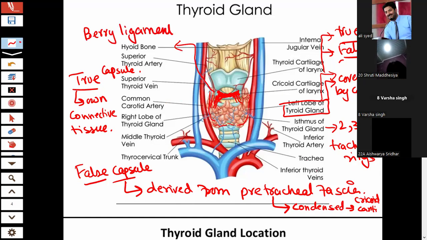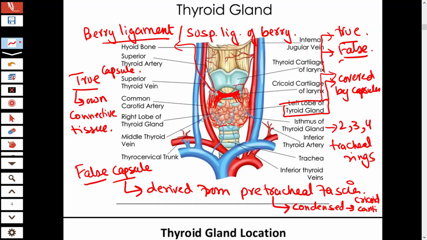Okay. Or it is also known as suspensory ligament of Berry. Okay. So the suspensory ligament of Berry or Berry ligament is, if someone asks you what is the suspensory ligament of Berry or what is Berry's ligament, your answer will be, sir, it is derived from the pretracheal fascia and forming the false capsule of the thyroid gland. And it is attaching the thyroid gland to the trachea, and when it is attaching it will condense and now it is going to attach to the cricoid cartilage.